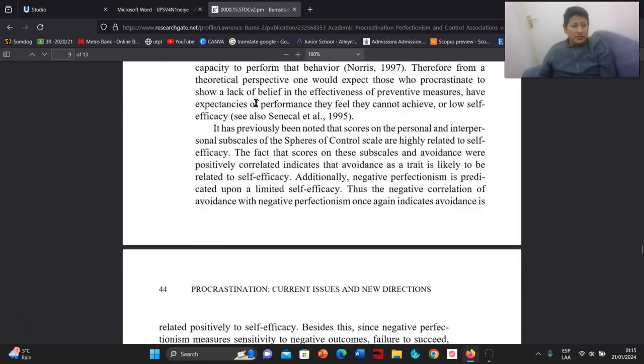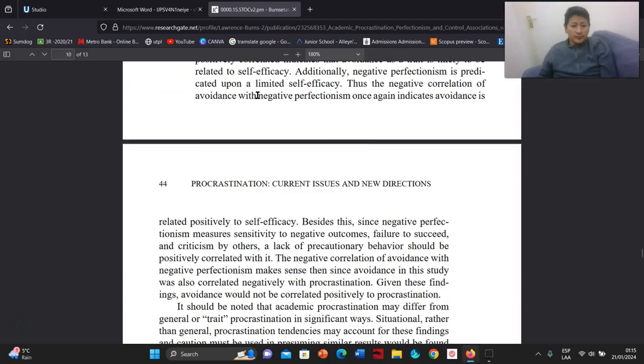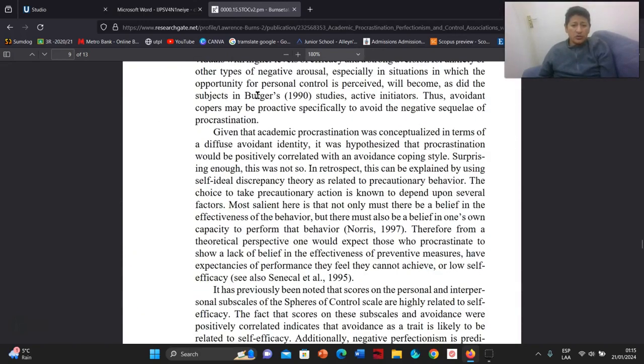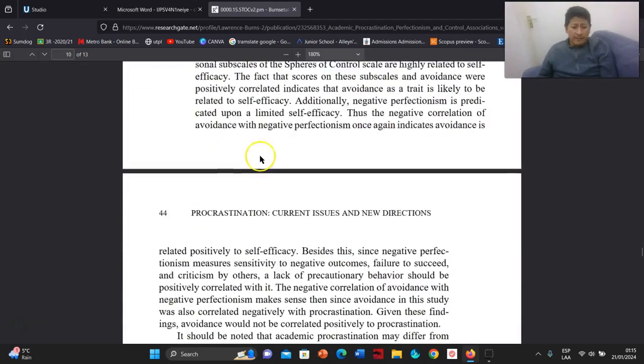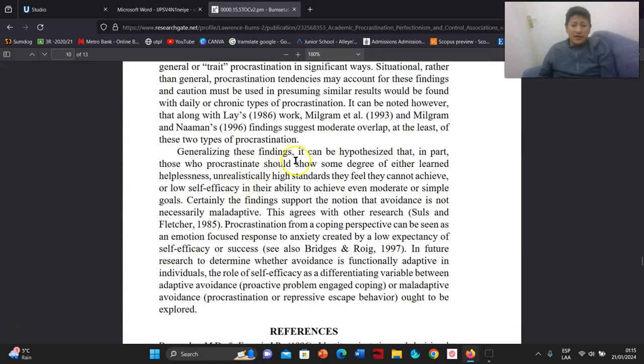And let's go to the conclusions. Let me show you the conclusions. Generalizing the findings, it can be hypothesized in part that those who procrastinate should show some degree of learned helplessness and unrealistically high standards they feel they cannot achieve. You see, he tried to give a conclusion.